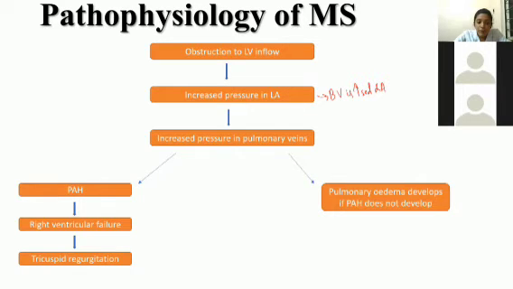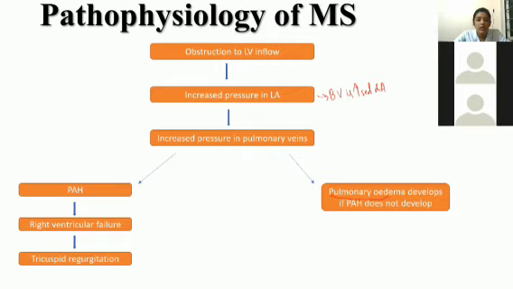Then if the pulmonary artery hypertension doesn't happen, then what will be there? Pulmonary edema. Why? Because the blood is backing up. So that will cause congestion inside the lungs, causing pulmonary edema if PAH does not develop. Okay, so this is about the pathophysiology of MS. With pulmonary artery hypertension, right ventricular failure and tricuspid regurgitation happen. Otherwise, it will cause pulmonary edema.